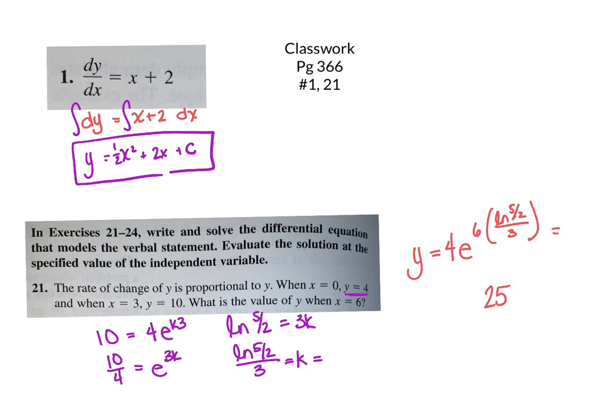So if you need to solve for k, like if it's asking you for the actual equation, then you would want to solve for k. If not, you can just plug in that little natural log of 2.5 over 3 and get your answer. If all they're asking you for is what's the value of y when x is 6, then you can just go straight to the solving. But if they want you to actually solve the equation, you'll want to calculate your k.